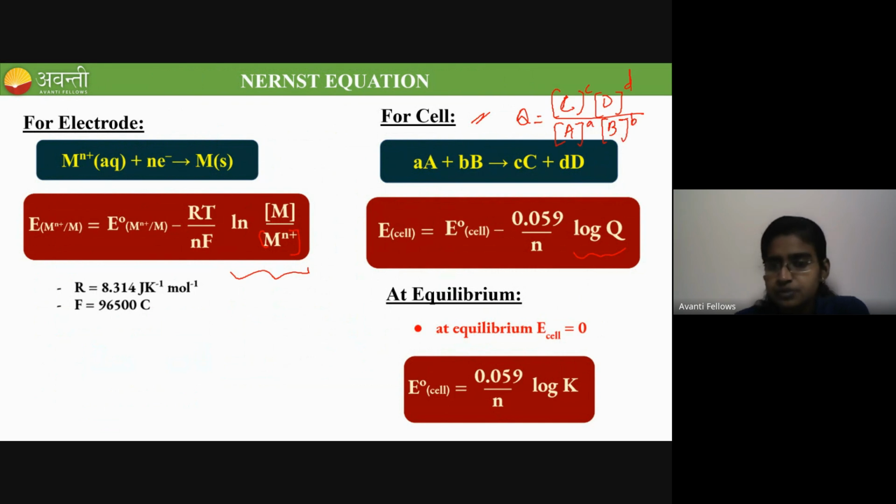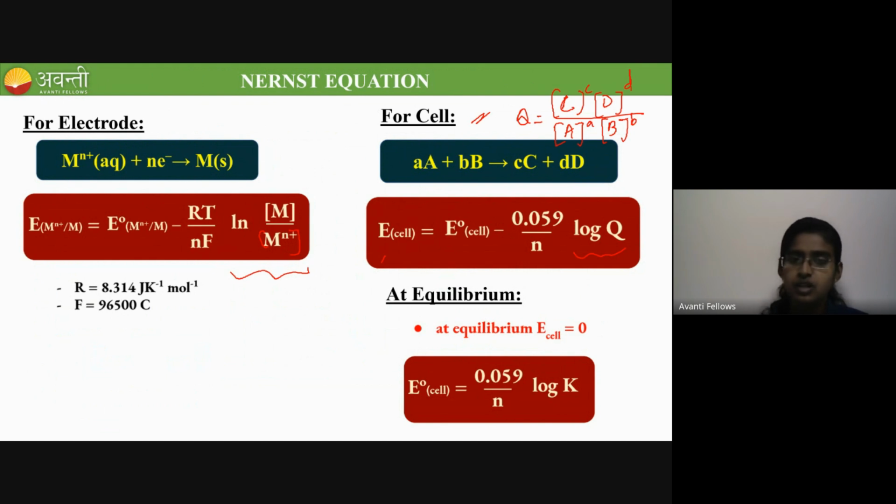Now at equilibrium, E cell is going to become 0. If E cell becomes 0, E naught cell will be there, and taking this whole term to the other side, it will be equal to 0.059 by n into log K. At equilibrium, Q is changed to K, the equilibrium constant, so we are putting K in place of Q. So these three are the Nernst equations which you have to memorize. And n denotes the number of electrons lost or gained in a reaction.